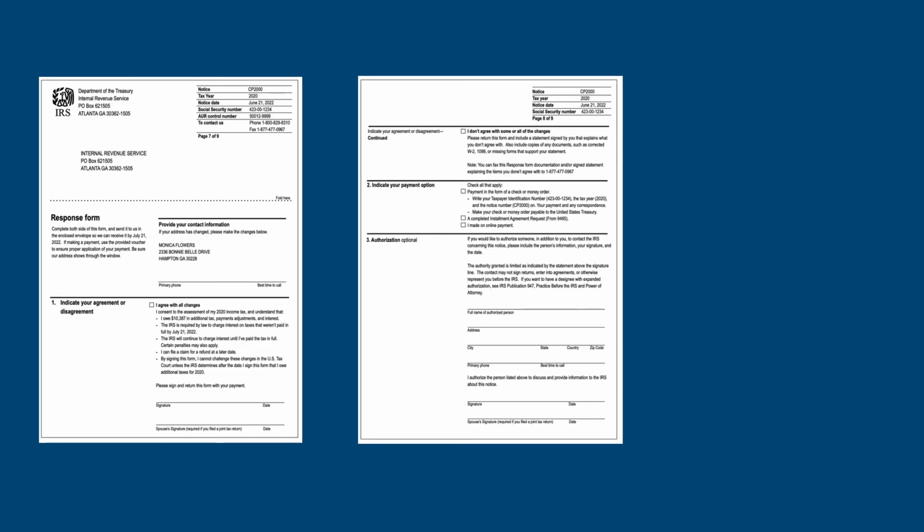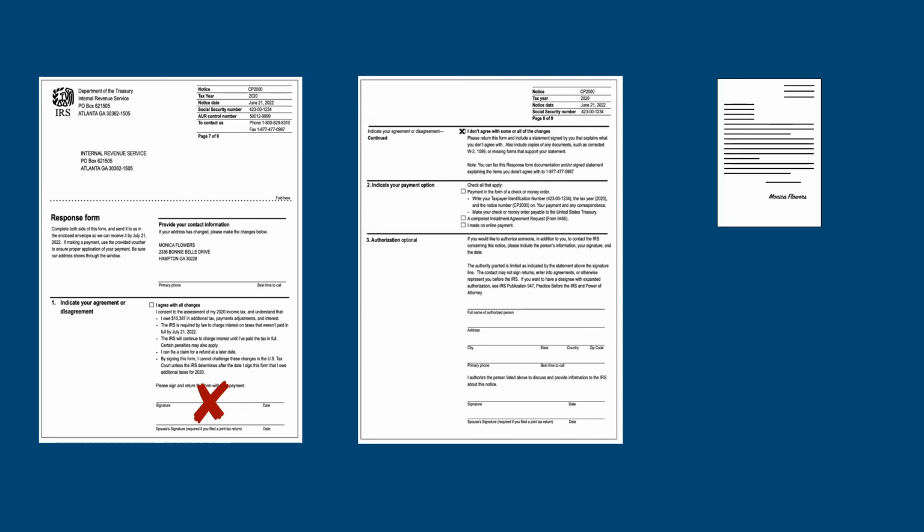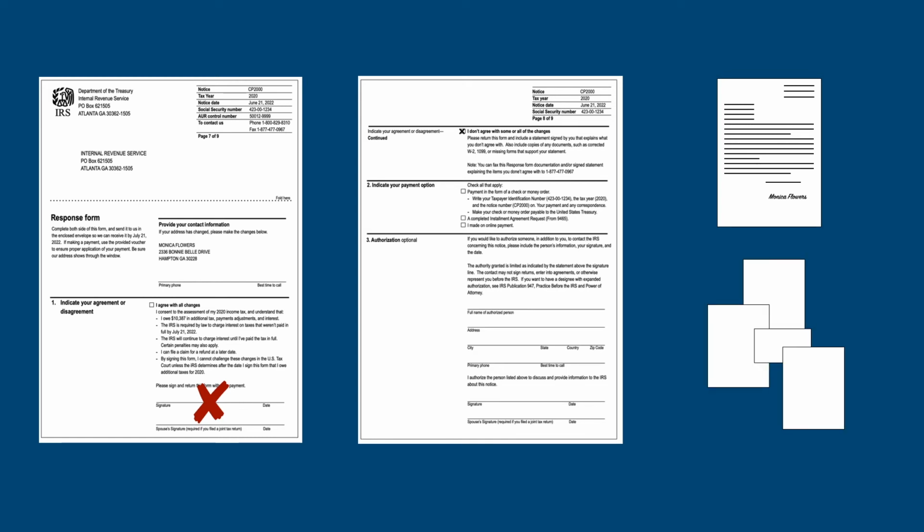She can disagree with the findings by checking the "I do not agree with the proposed changes" box on the back of the response form. In this case, she should not sign the form. Along with the form, she needs to send a signed statement telling the IRS why she is disagreeing with their findings and send any documentation that proves her point. That process will be detailed in an upcoming video.